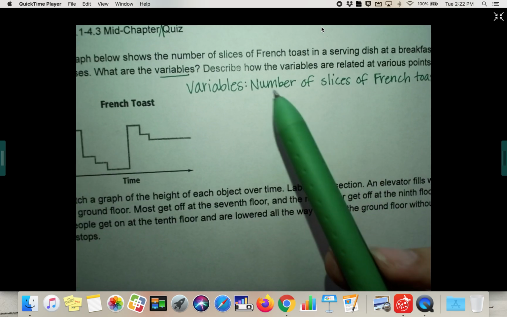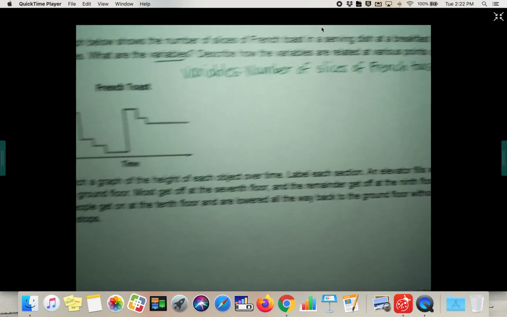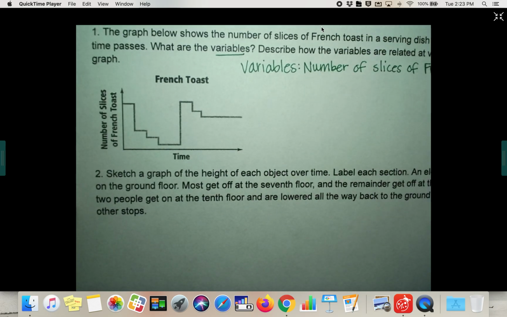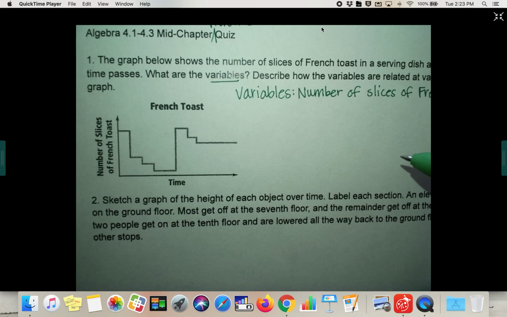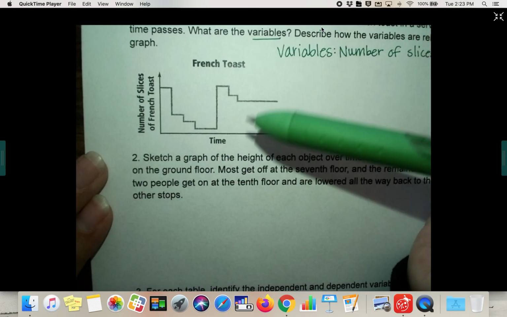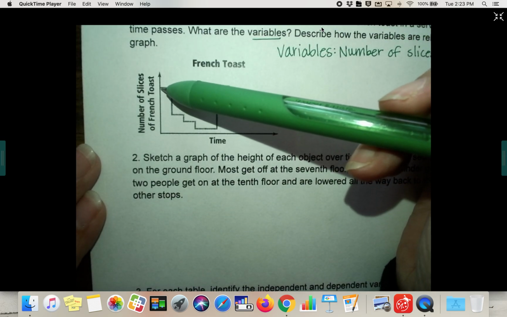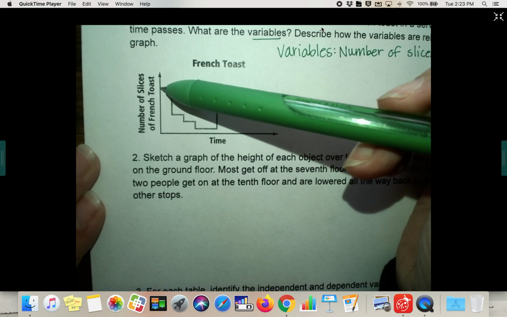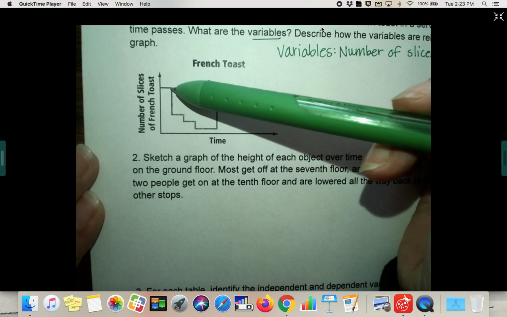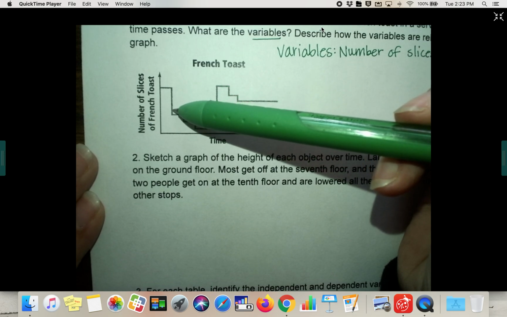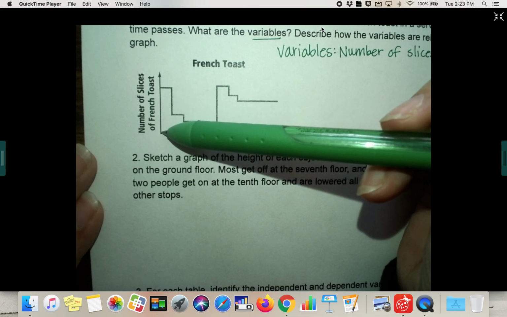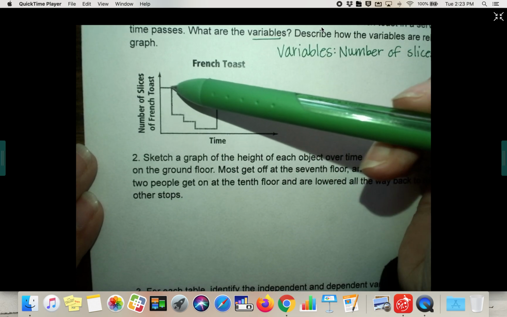Okay, and then describe how the variables are related at various points of the graph. So I'm actually not going to write all of this out. I hope you did, because you need to understand this, but I'm going to instead talk you through it. So it looks like the buffet started with several pieces of French toast. 0 would be down here. So they start with several slices of French toast. Then as time goes on, it stays the same, and then all of a sudden it drops down to less than half. So that is a bigger drop than half of the original amount. We don't know what the original amount is, but it drops down.